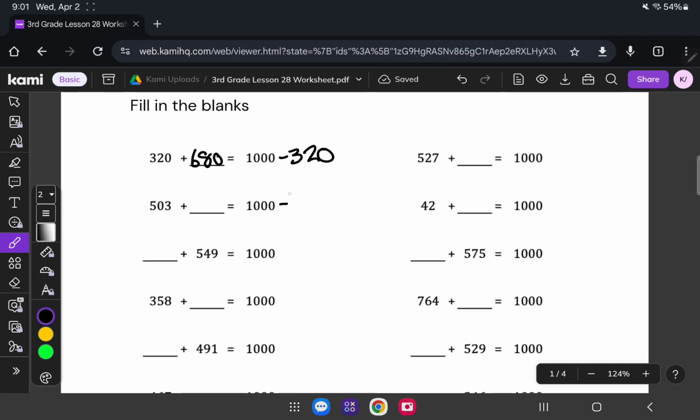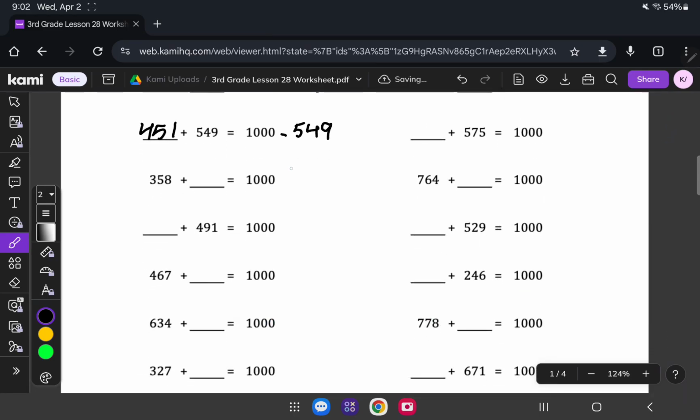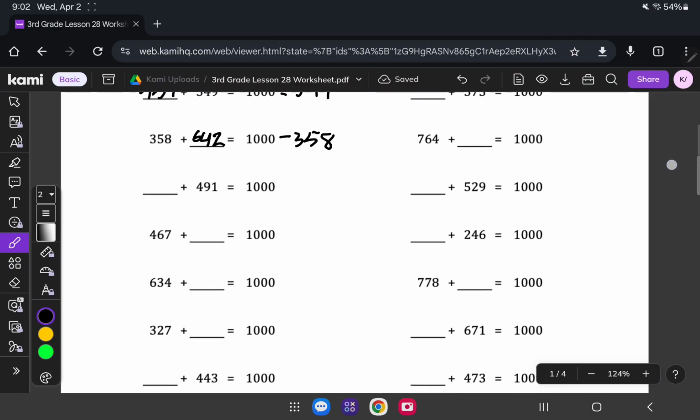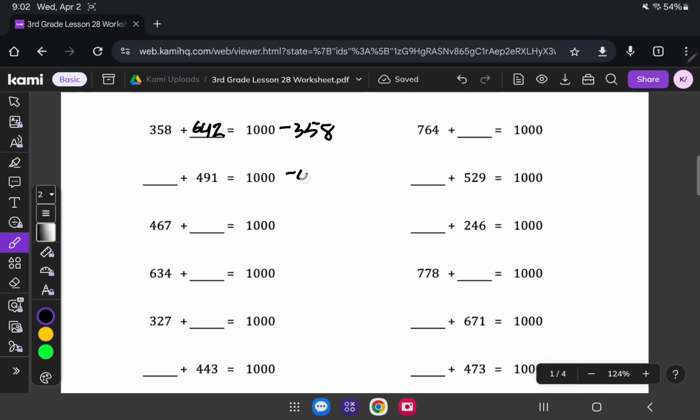So 1000 minus 503 is 497. 1000 minus 549 is 451. 1000 minus 358 is 642. 1000 minus 491 is 509.